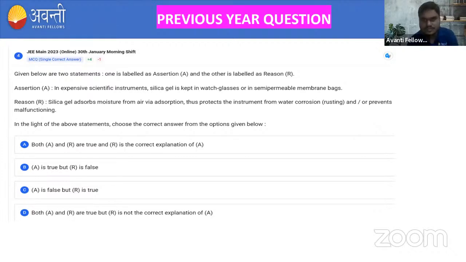बताओ। A, JNB गोंडिया ने बोला है A. That is in expensive scientific instruments, silica gel is kept in watch glass or in semi-permeable membrane bag. बिल्कुल सही है. And the reason is that the silica gel absorbs moisture from air via adsorption. बिल्कुल सही बेटा. यानी both A and R are true and R is the correct explanation of the assertion. तो दोनों सही है and they are the correct explanation of each other.